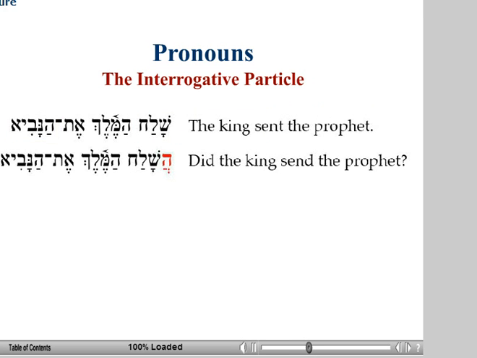In the second example, hashalach hamelech eth hanavi, we have prefixed the interrogative particle to the sentence. With this particle prefixed, we have now created a question. Not, the king sent the prophet, as in the first example, but now, did the king send the prophet? This is a typical construction in Hebrew using the interrogative particle.